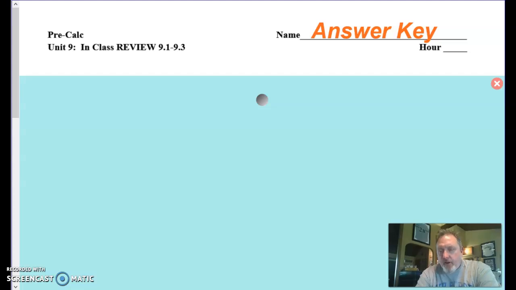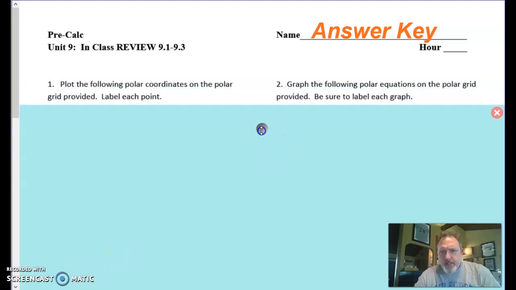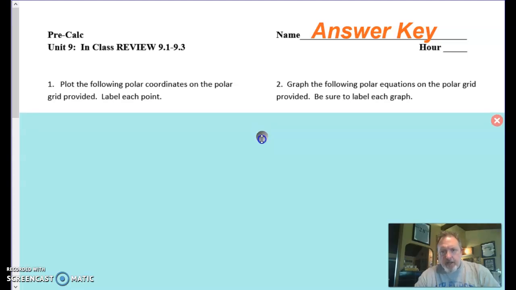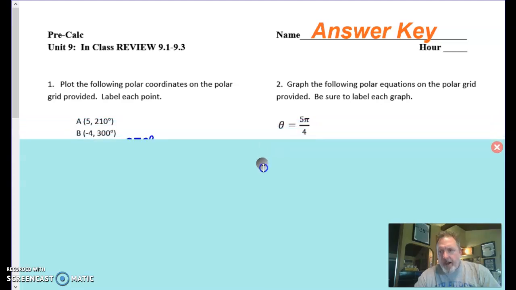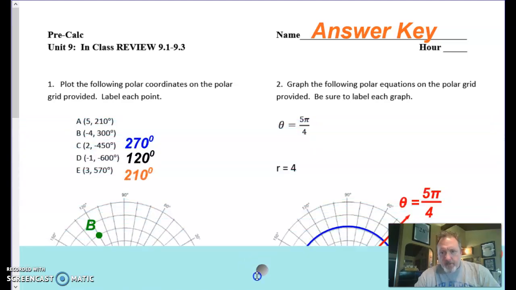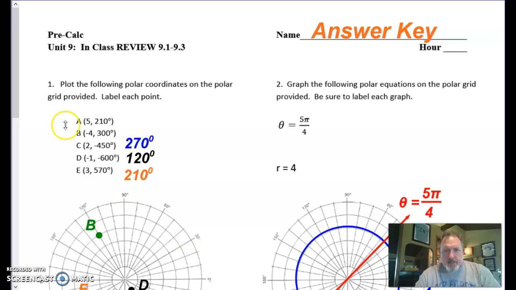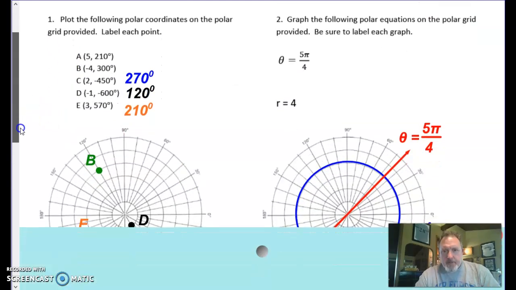This answer key is also posted on Schoology in PDF form, but I wanted to go through it video-wise, similar to what we would do in class when we go through one problem at a time. Starting with the first two, it says plot the following points on the polar grid, and then we're going to graph the equations too. So we'll do these side by side, and I'll slide these down here.